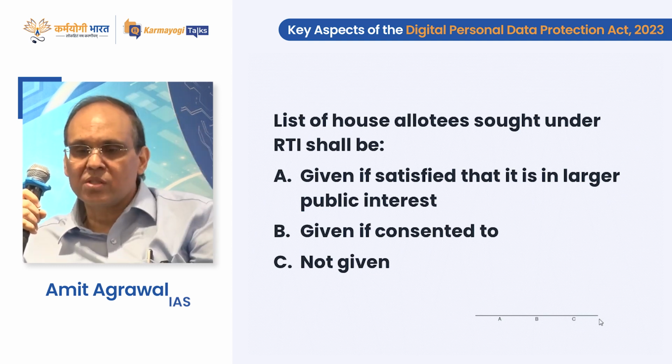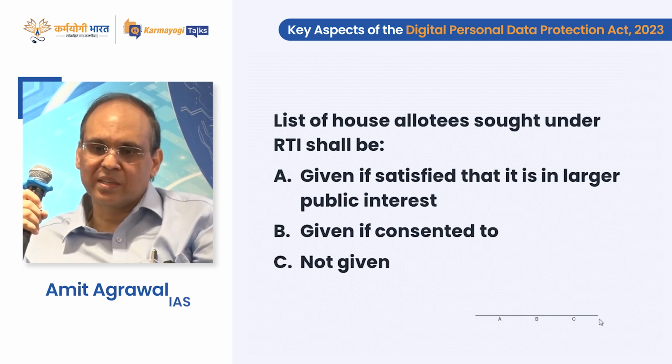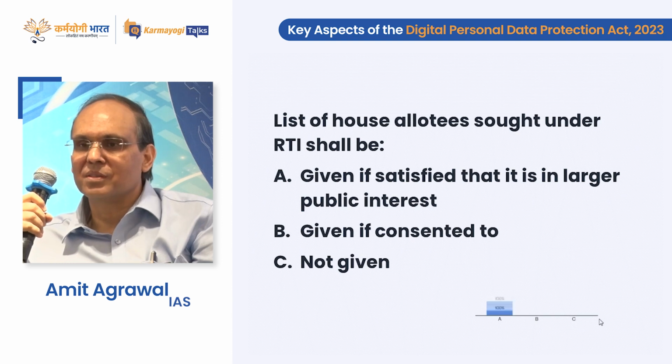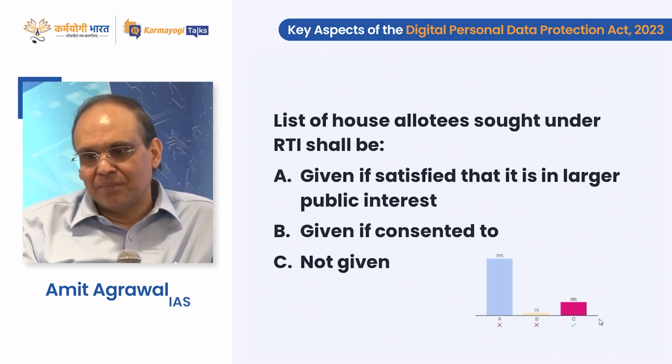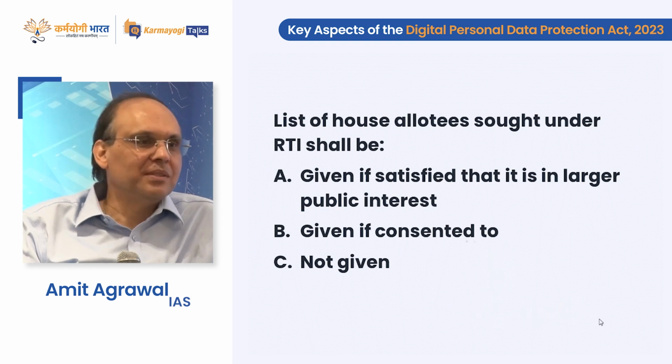Next: a list of house allottees sought under RTI. Should it be given if satisfied that it is in larger public interest, given if consented to, or not given? The correct answer is that it is not to be given.